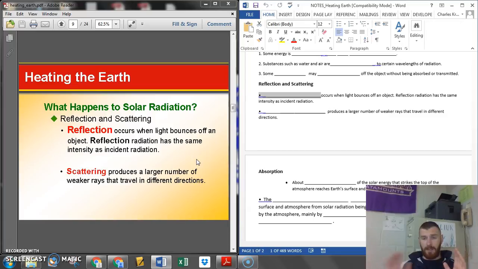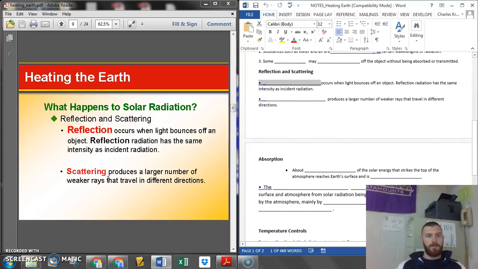Reflected radiation will have the same intensity as incident radiation. So you'll be able to see it at the same intensity that it's coming off as. Scattering produces a large number of weaker rays, think passing through something and scattered off in all directions.